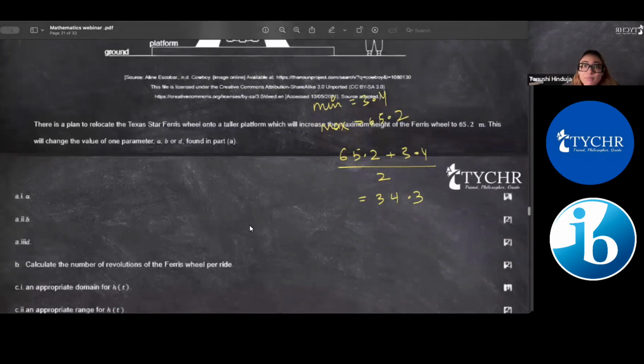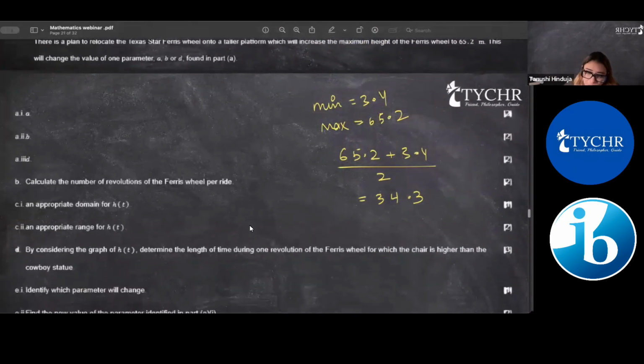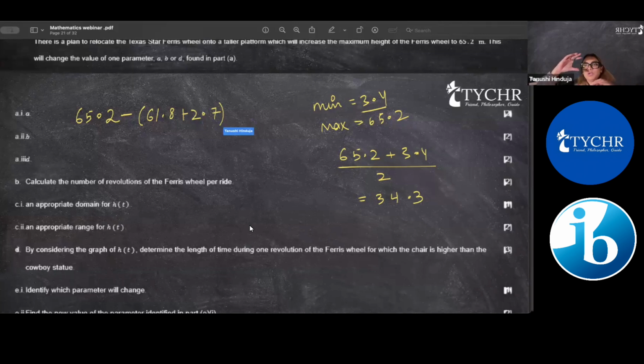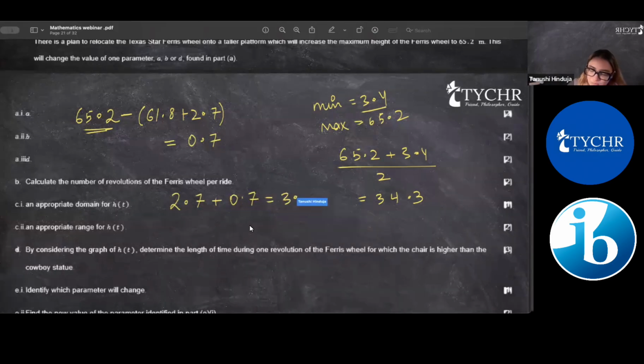How I found the minimum value of the platform, that means the place where they place the Ferris wheel, that's basically the total height that was given, 65.2. I would subtract that from the 61.8 and 2.7. That means I removed the old platform and the height of the Ferris wheel from the maximum height now, and that would get you 0.7. That means the platform got increased by 0.7. Initially it was 2.7. Now if I add 0.7 to it, it gets 3.4. So that's the minimum there.